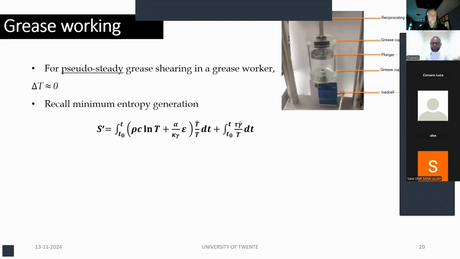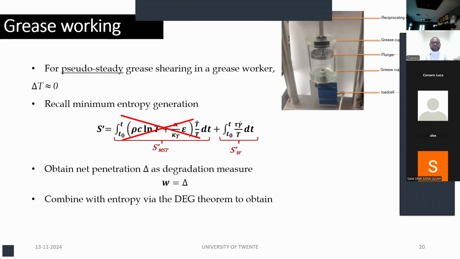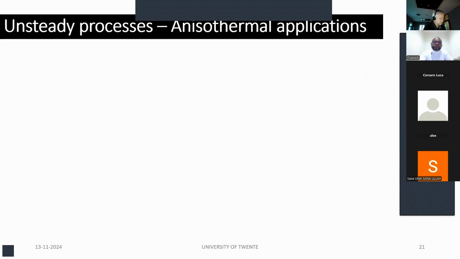These are just examples of everything we've been talking about. Here is the grease experiment. Again, this was done at LSU. And again, in this case, they have kept it as pseudo-steady state so they can focus on the mechanical work on the grease. This is shearing work, so you see shear stress and shear strain. And again, in this case, we have now looked at the MST term. And again, they measured degradation, they correlated it, and they get that linear correlation between degradation of the grease and entropy generation.